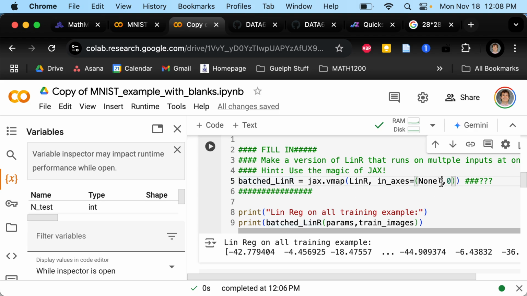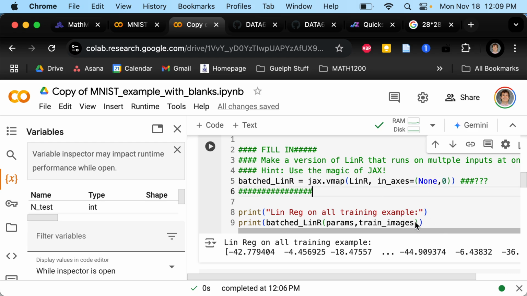Okay, None, comma, 0. And this None is telling the computer that when I do the input, instead of inputting an image of size 784, I'm going to input 10,000 images by 784. And so the None stands for the 10,000 images. The 0 is the 784 before. So these are the indices of the axes that we're doing. The None is what we're batching over, and the 0 is the 0th thing. So this is the right thing, and now it will work.